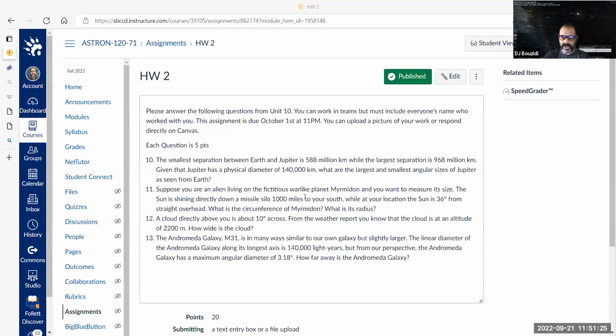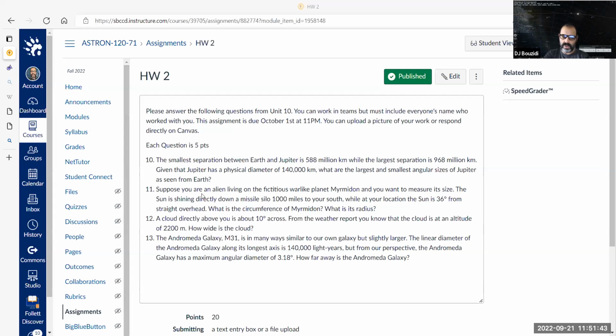For this problem, you're given alpha, which is for the clouds. What is the cloud? Alpha is 10 degrees, and also the distance, but you don't know what the size of the cloud is. So you're supposed to find what the size of the cloud is. So it's the same formula. Again, if you struggle with this, please let me know.